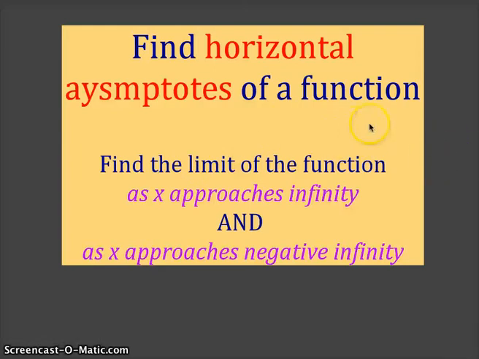Hello, this video will demonstrate how to find the horizontal asymptotes of a function. We've seen how to find horizontal asymptotes of rational functions by looking at the degree of the numerator and the degree of the denominator. But what happens if we have other types of functions? All we're going to do is look at the limits of the function as x approaches positive infinity and negative infinity. So let's look at an example.